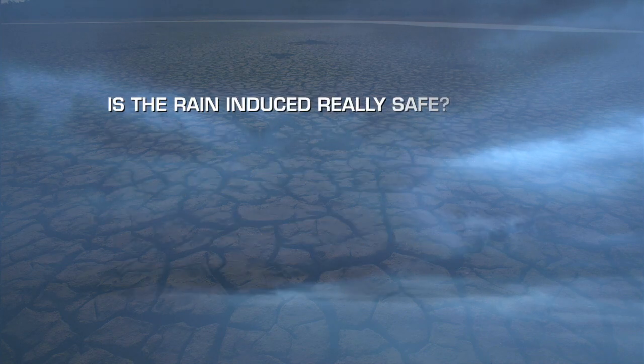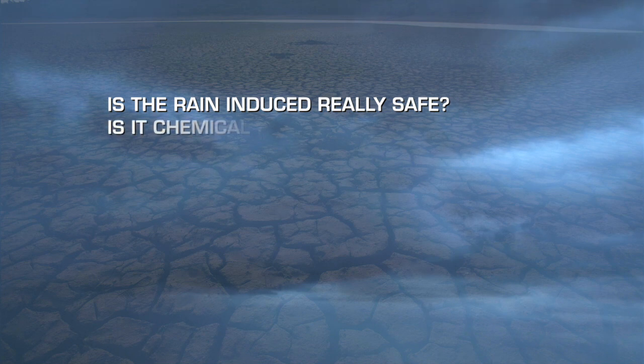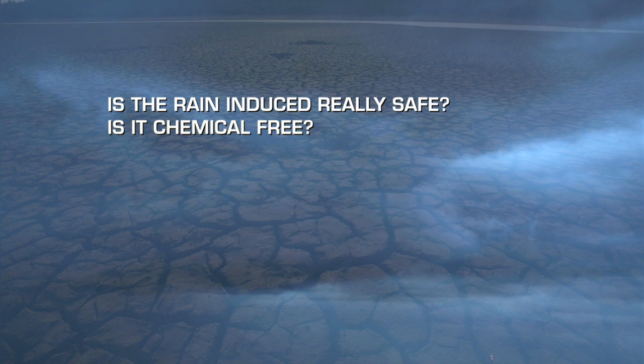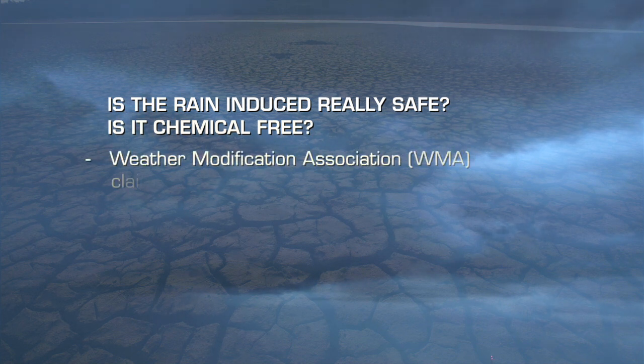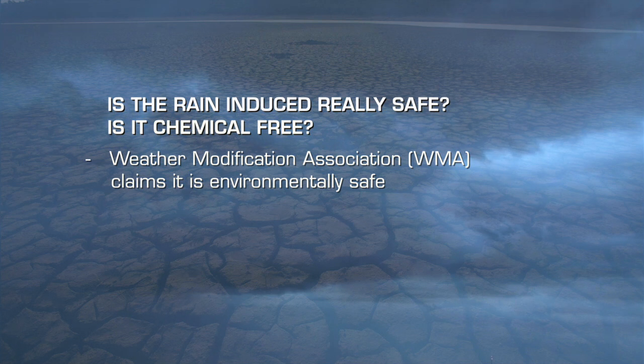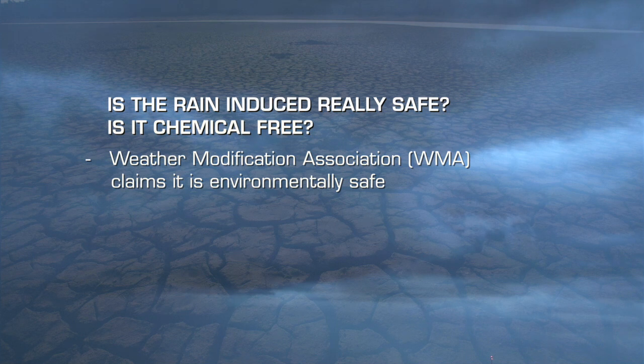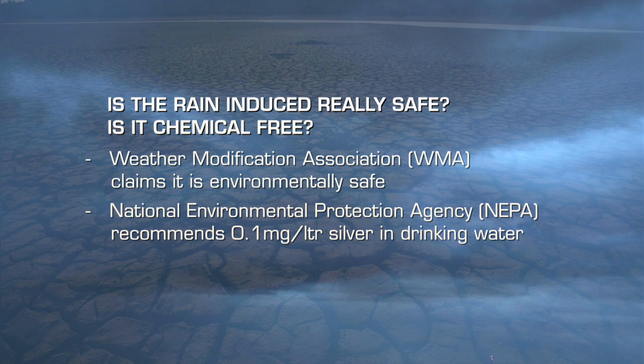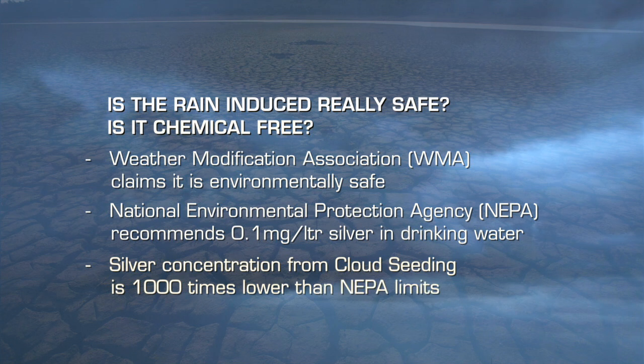Is the rain induced from cloud seeding really safe? Is it chemical-free? Yes. The Weather Modification Association claims that substances used for cloud seeding are environmentally safe. The National Environmental Protection Agency (NEPA) recommends an acceptable limit for silver in drinking water, which is 0.1 milligrams per liter. Silver concentrations resulting from seeding would be at least 1,000 times lower than the NEPA specified limits.